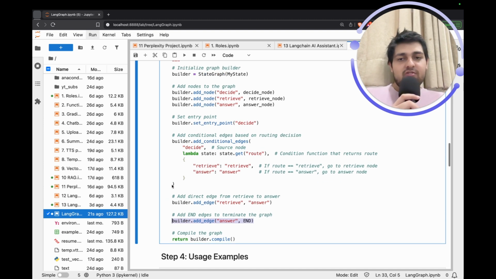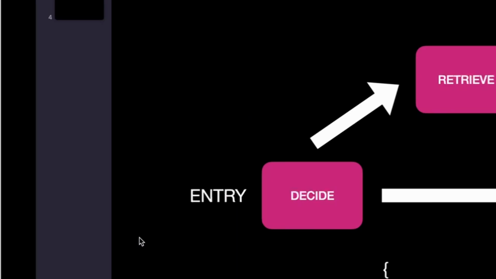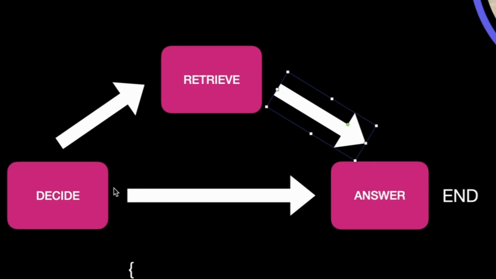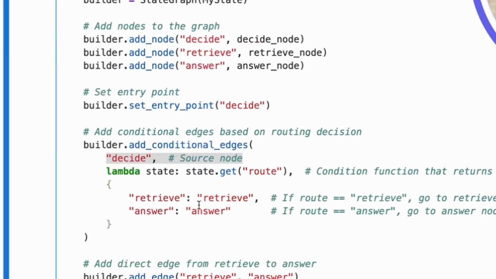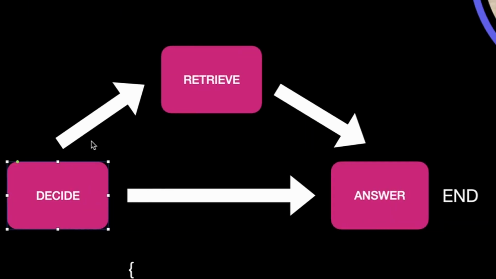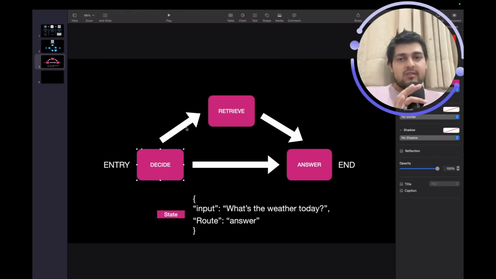Now we have conditional edges. So this is not defined from the start. We have a source node, decide. So from decide, make an edge. This is the anonymous function, lambda. Whatever the route inside the state is, we'll have our key route inside the state dictionary. So if the route is retrieve, then create an edge from decide to retrieve. If the route is answer, then create an edge from decide to answer. That is it. This is conditional. So these lines will represent these 2 edges based on what route is currently in the graph.